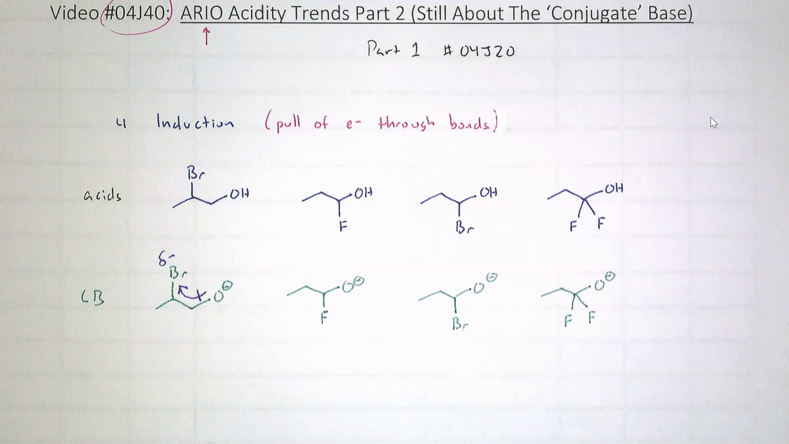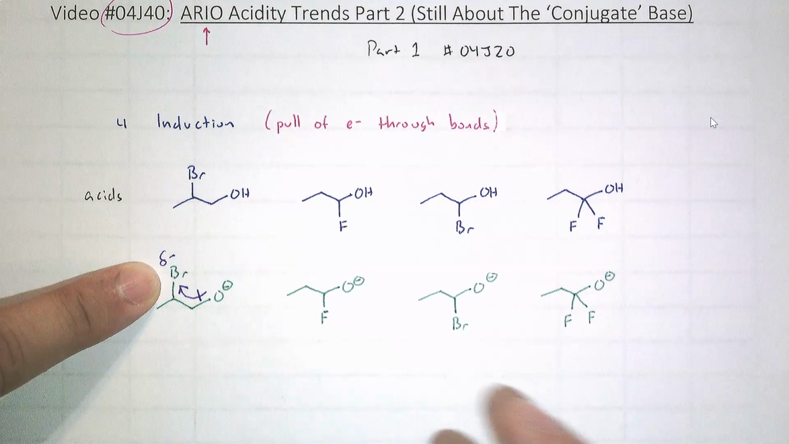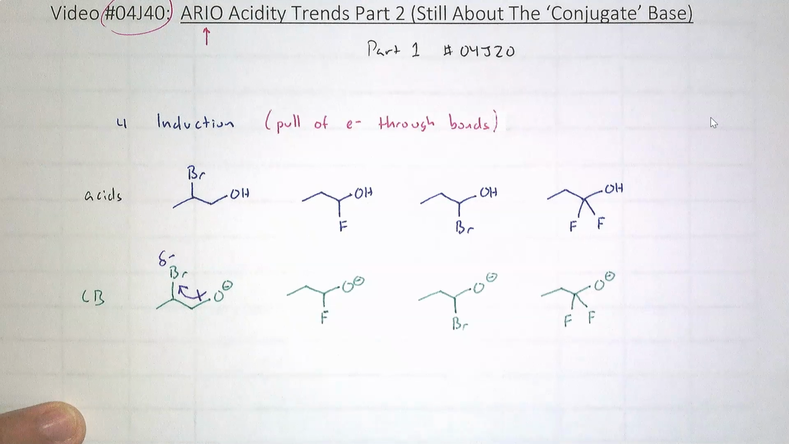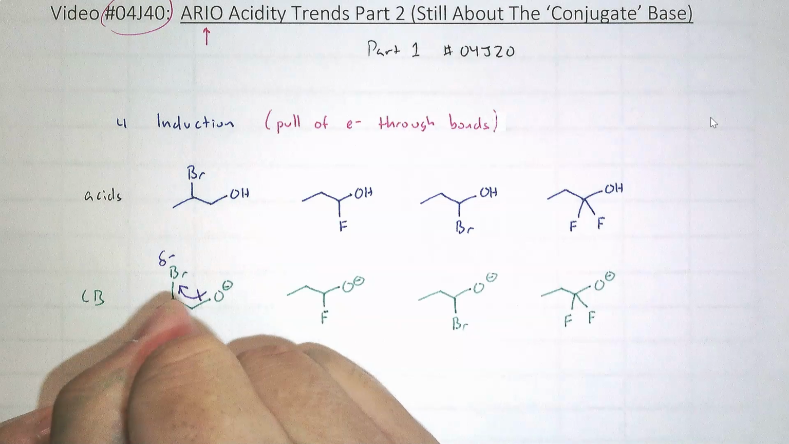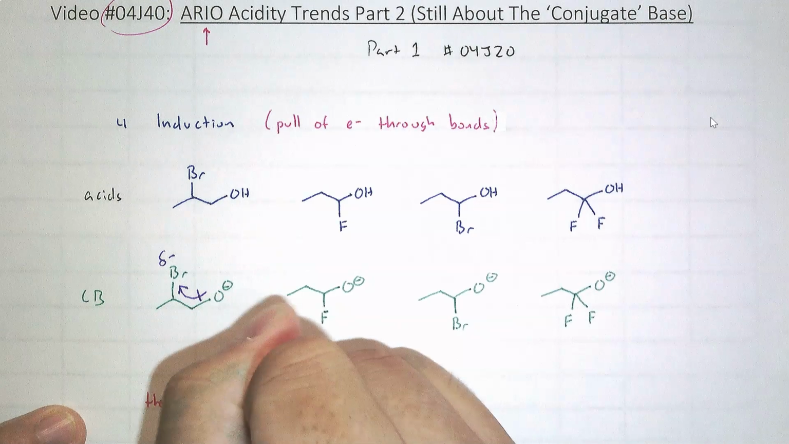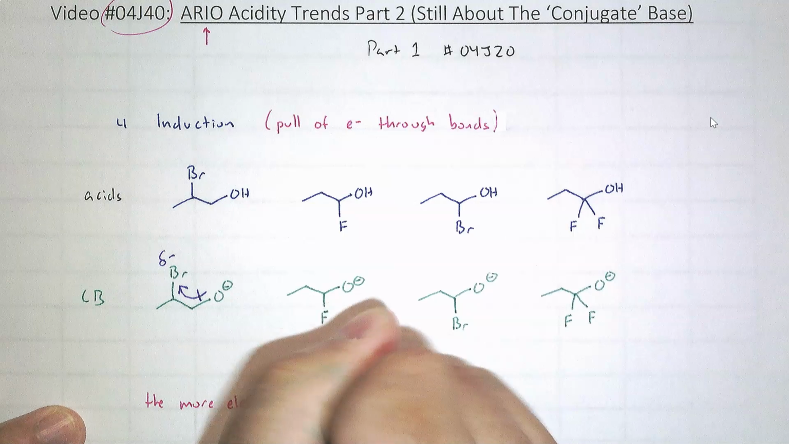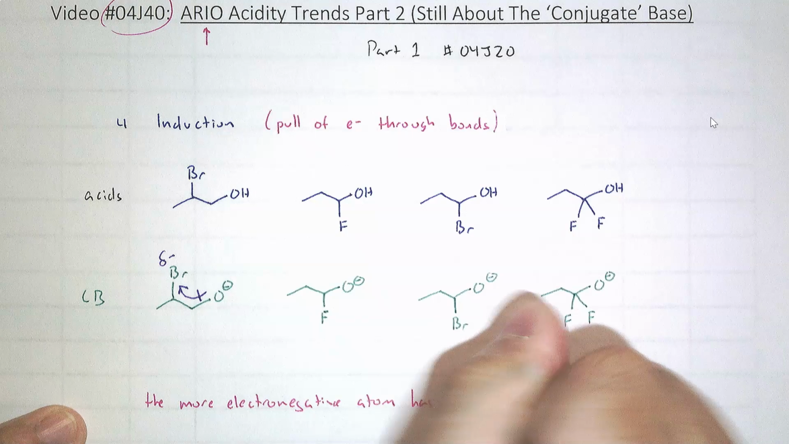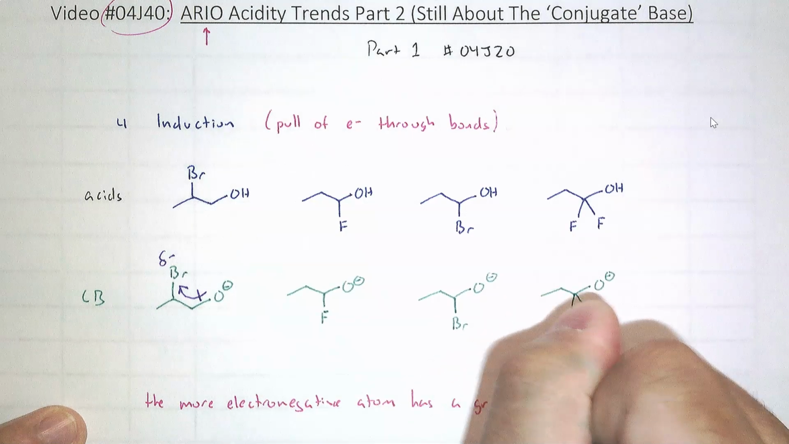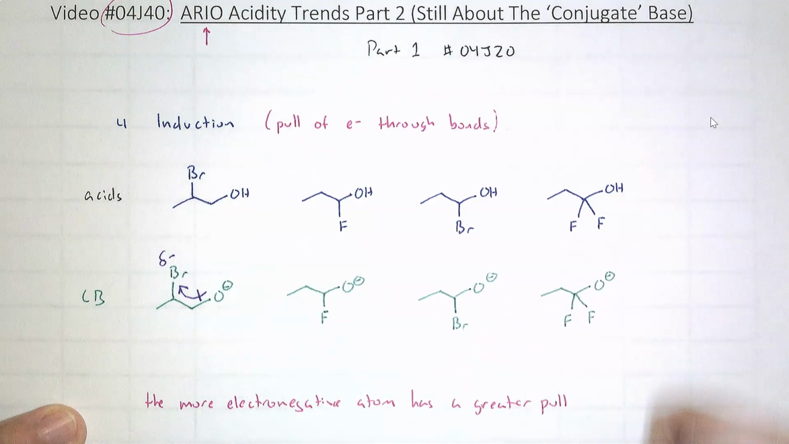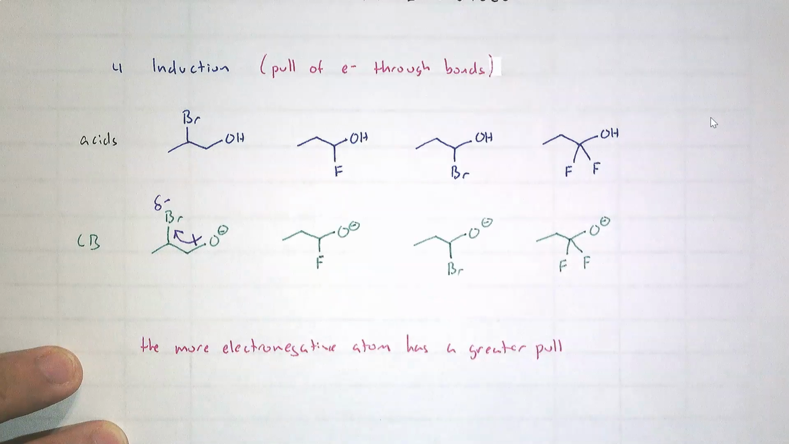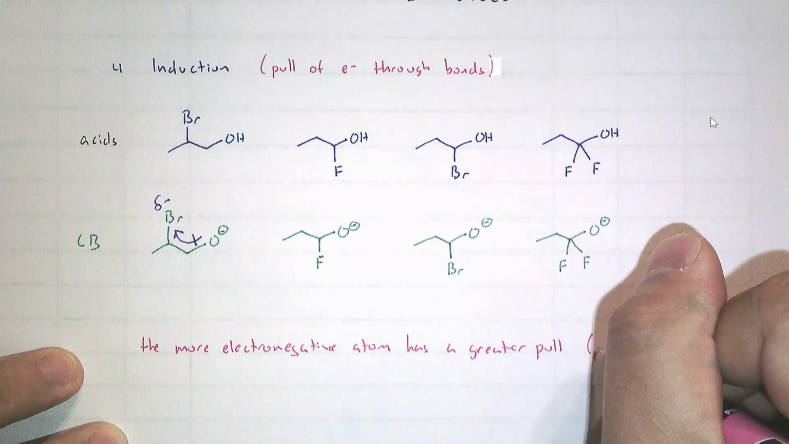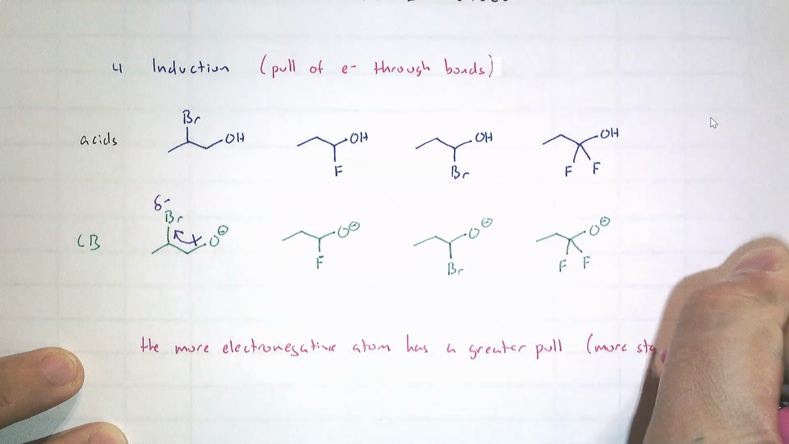But the thing is, the more electronegative atom has a greater pull. Let me write that down. The more electronegative atom has a greater pull. And what that means is it is more stabilizing. It stabilizes the anion more. So it's more stabilizing.